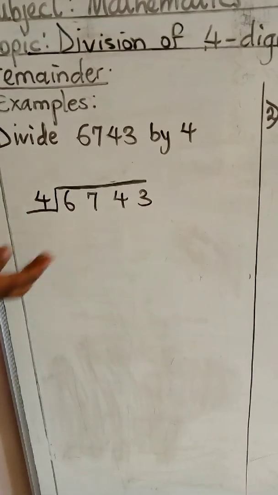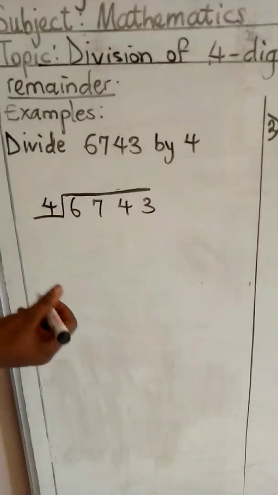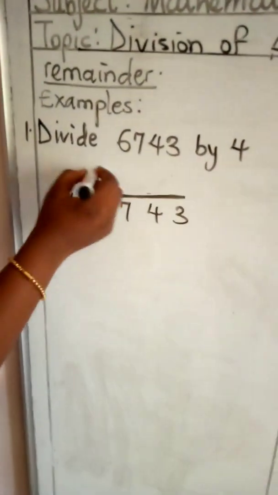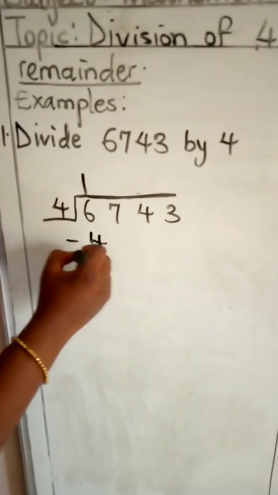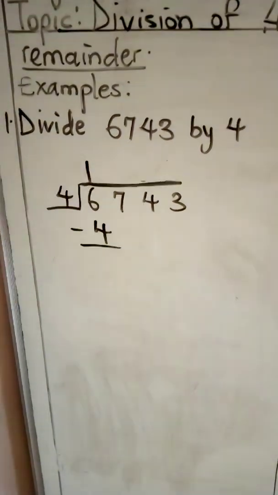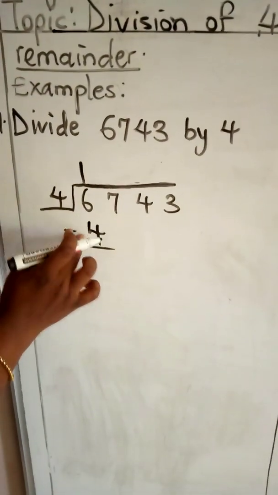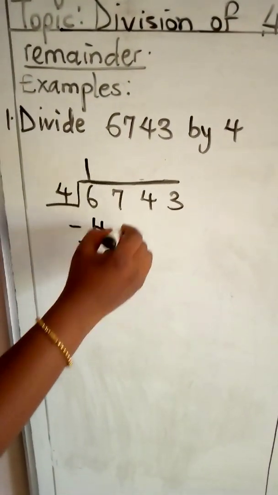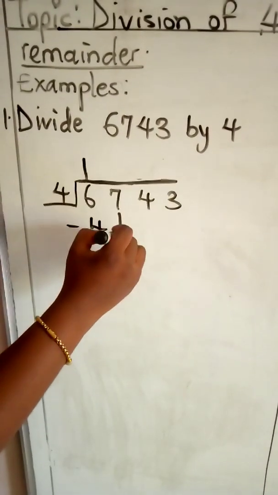So let's start. How many 4 can I get in 6? 1. Beautiful. 4 times 1, 4. Always remember to multiply when you get your answer. Now 6 take away 4 is what? 2. Beautiful. You're done with that, so you bring down your 7.